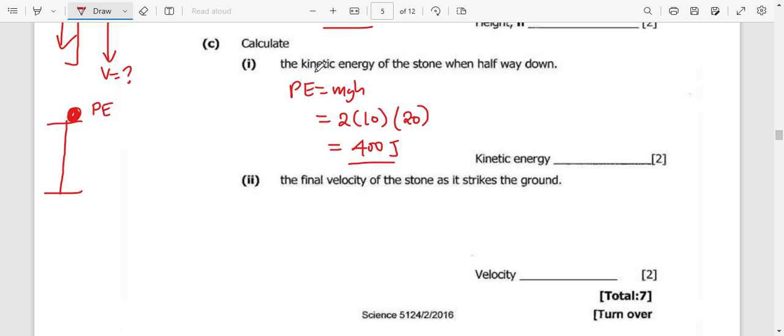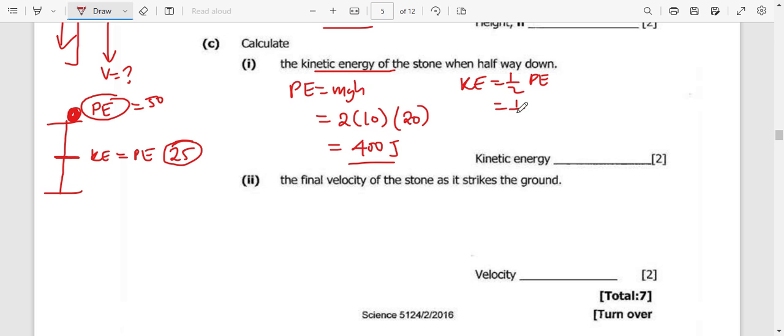Now remember, we want to calculate the kinetic energy of the stone halfway, in the middle here. And we said that kinetic energy here is equal to potential energy. Meaning that the potential energy in the middle is going to be half of the value on top. So the potential energy is going to be equal to the kinetic energy. Therefore, the kinetic energy in the middle is going to be half of the potential energy that is on top. So that is going to be half of 400, and the answer is going to be 200 joules.